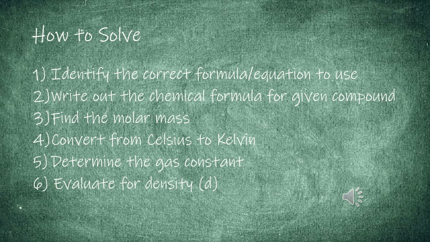Here are 6 steps that if you follow step by step, you will be able to solve gas density equations without any issues. The first step is to identify the correct formula or equation to use. The second step is to write out the chemical formula for a given compound. The third step is to find the molar mass. The fourth step is to convert Celsius to Kelvin. The fifth step is to determine the gas constant. And finally, the sixth step is to evaluate for density, which is the lowercase d.